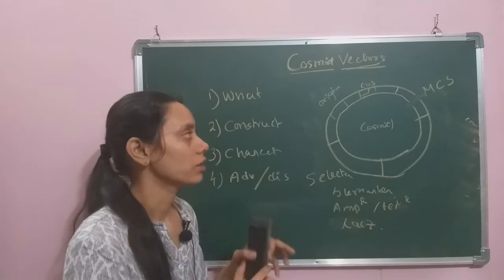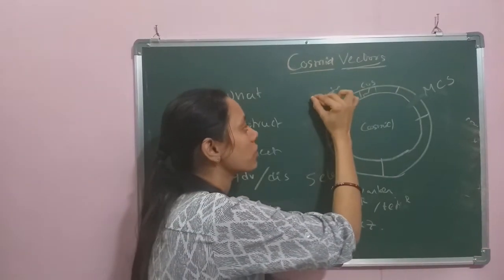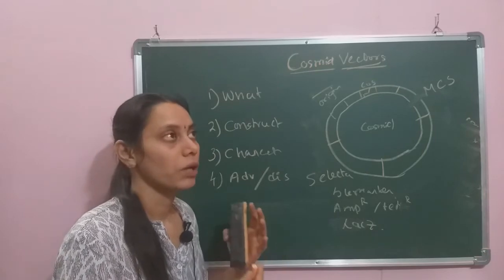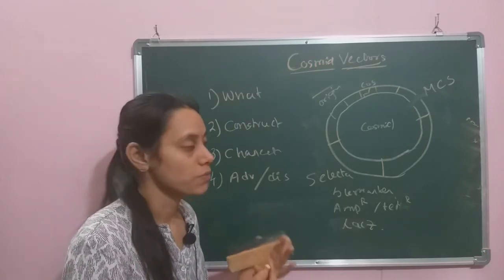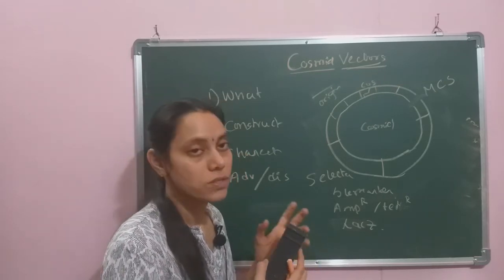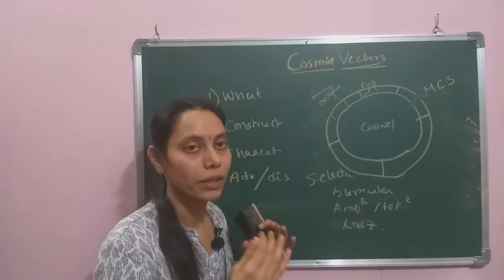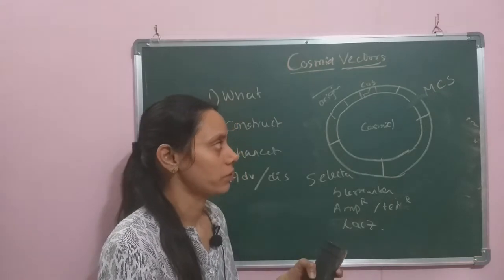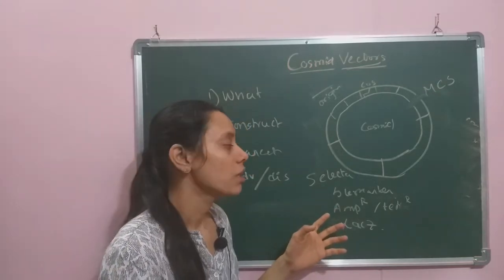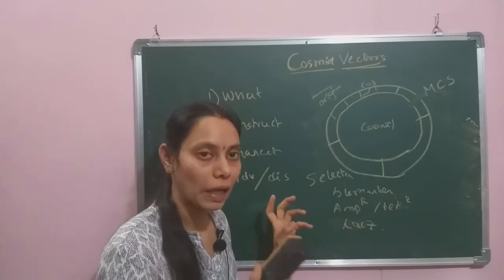And coming to the characters, due to the presence of origin of replication obtained from the plasmid vector, that may be ColE1 plasmid or something similar to that. So because of the presence of origin of replication, it can replicate inside the bacteria as a plasmid. Coming to the selectable markers present on the plasmid, we can select the transformed bacteria.